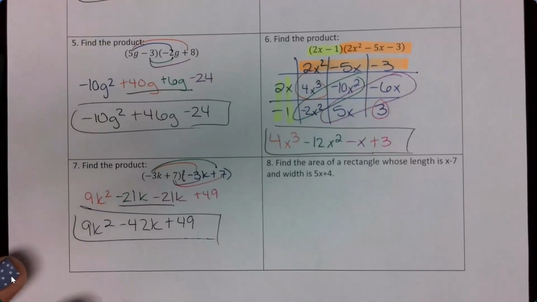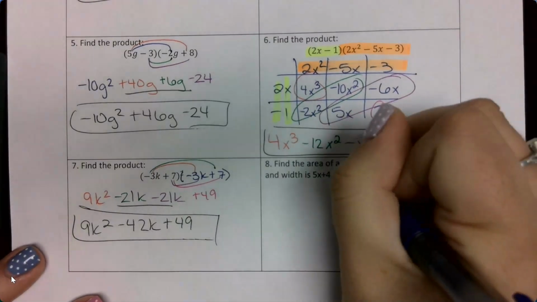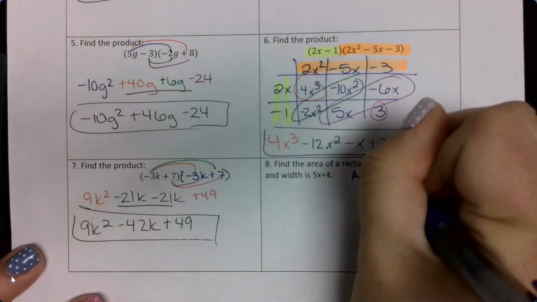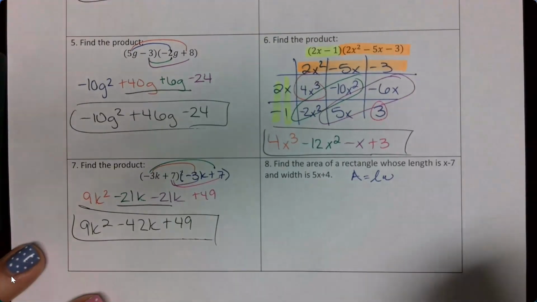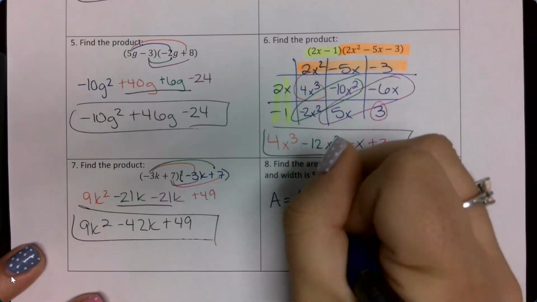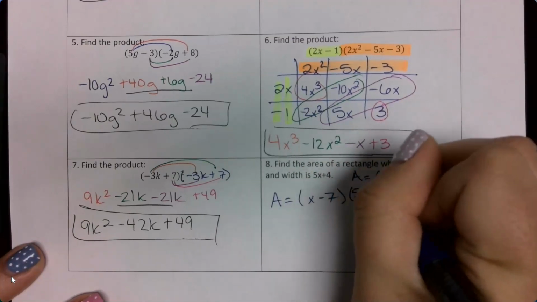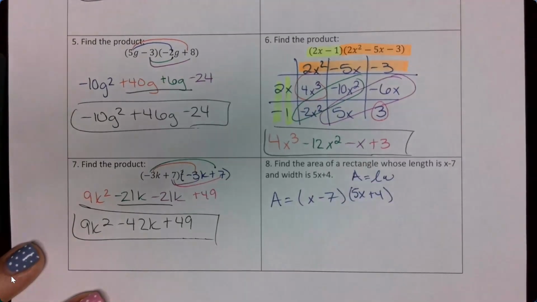Number 8 wants me to find an area of a rectangle whose length is x minus 7 and width is 5x plus 4. Remember, my area formula is length times width. So I'm going to take x minus 7 times 5x plus 4. I'm just going to go ahead and FOIL this one too.